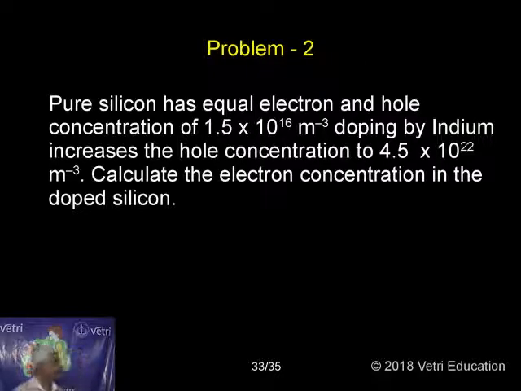The next problem: pure silicon has, this is a repeated problem, this is also a repeated problem. Pure silicon has equal electron and hole concentration of 1.5 into 10 power 16 per cubic meter. Doping by indium increases the hole concentration to 4.5 into 10 power 22 per cubic meter. Calculate the electron concentration in the doped silicon. So much information here. I already gave the information at the beginning of semiconductors itself.